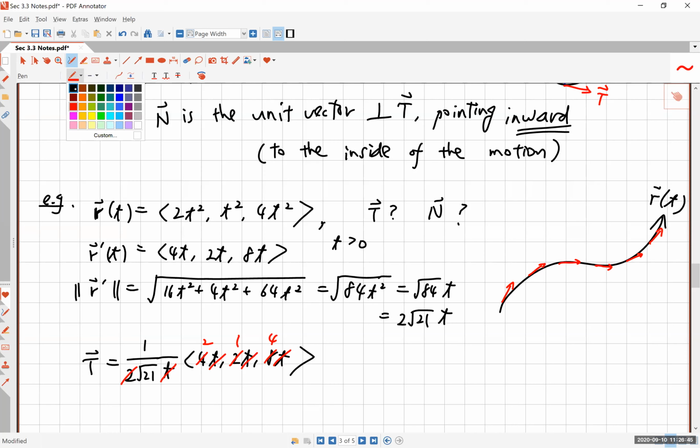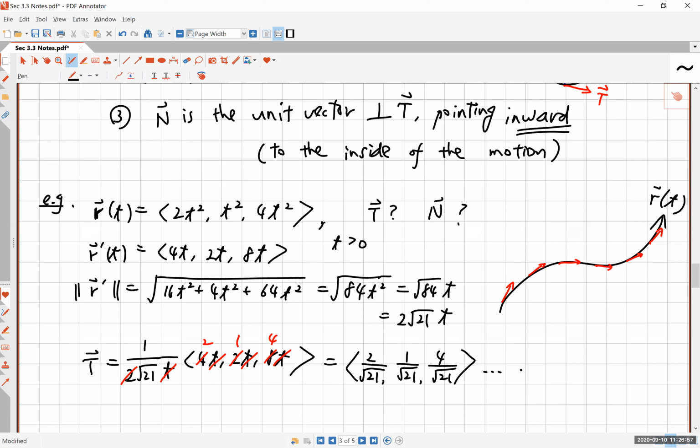Okay, so it turns out this is 2 over square root of 21, 1 over square root of 21, 4 over the square root of 21. Sounds familiar? Yeah, that is constant. Okay, now why is this constant?